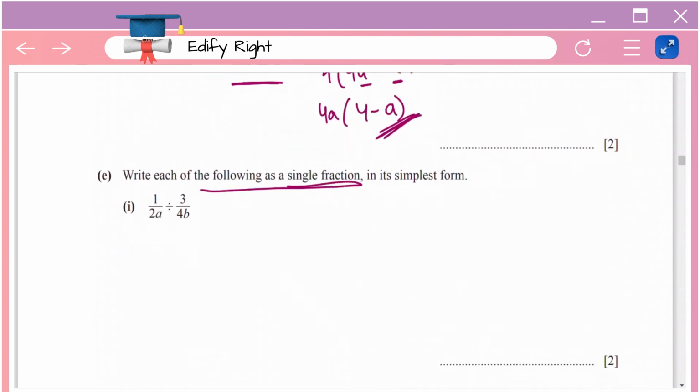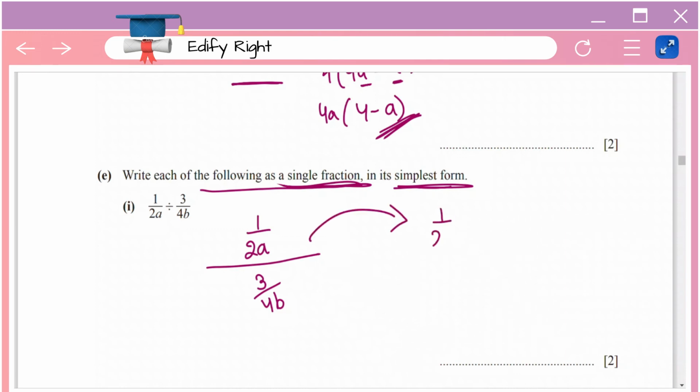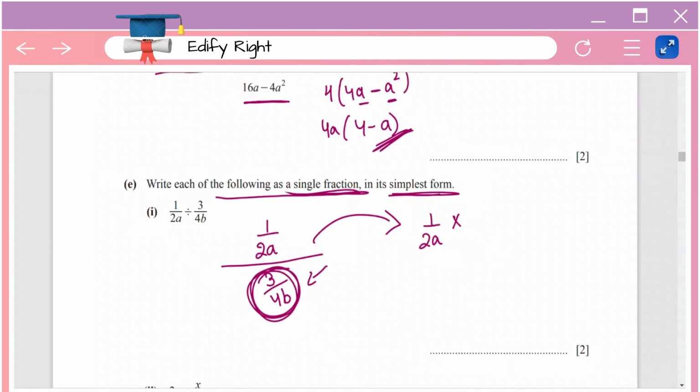Next, write each of the following as a single fraction in its simplest form. So here we have 1 by 2a divided by 3 by 4b. So whenever we have a fraction in the denominator, we flip it, take the reciprocal of that fraction and put a multiplication sign. So let me just show you what I mean. Here we have 1 by 2a and this fraction is in the denominator, right? So the way we solve this is take the reciprocal of the fraction in the denominator.